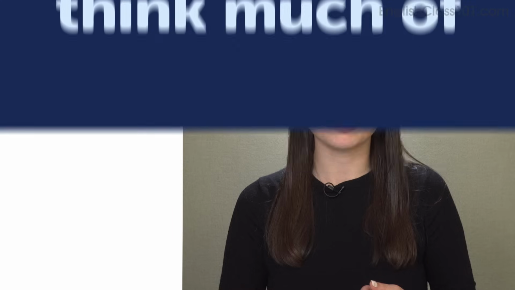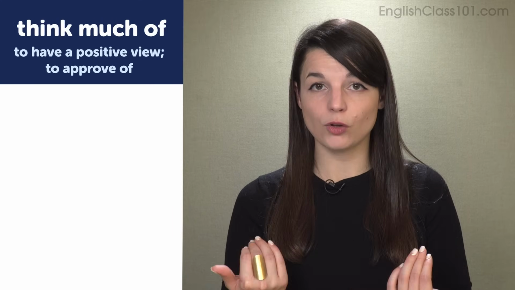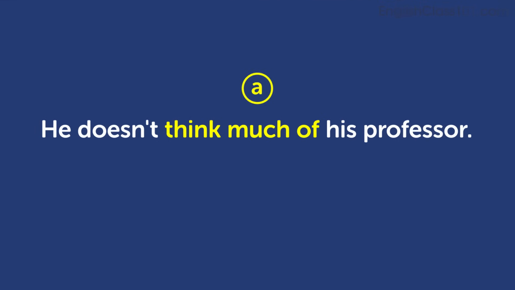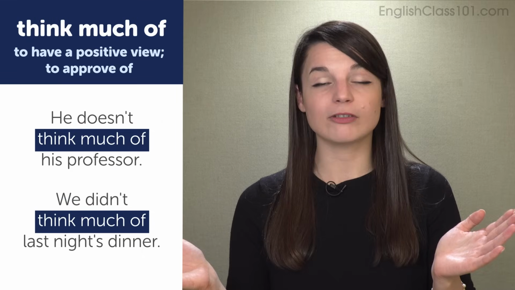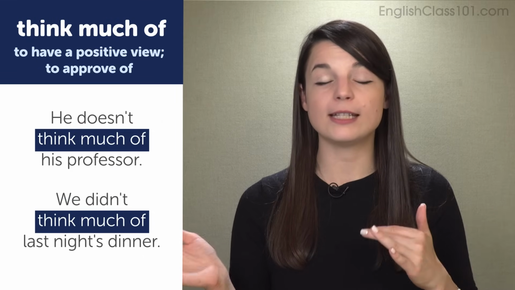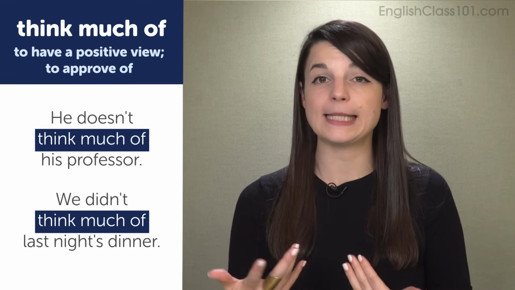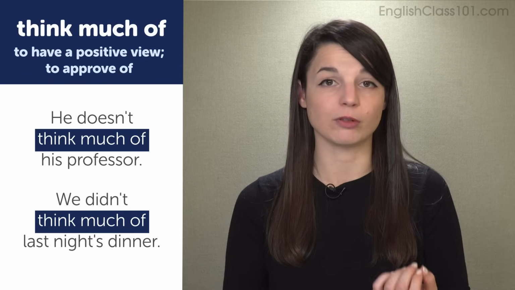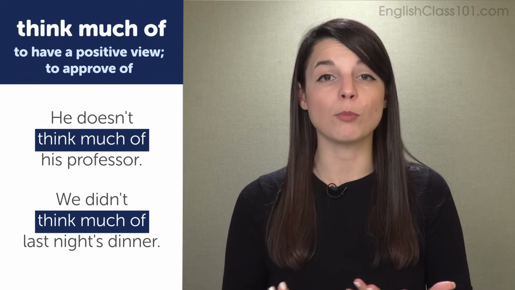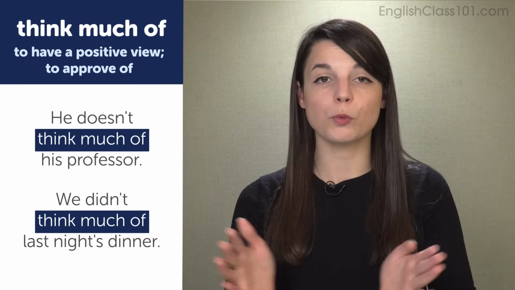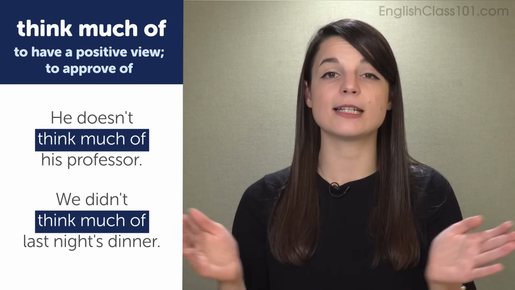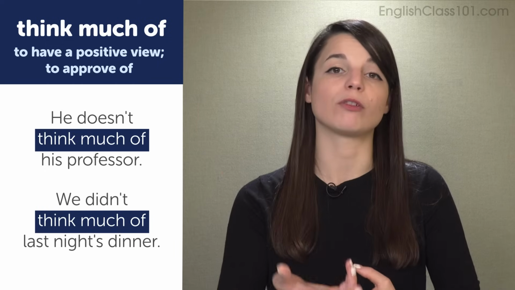Think much of. This means to have a positive view of or to approve of. Examples. He doesn't think much of his professor. We didn't think much of last night's dinner. We see in the first example sentence, he didn't think much of his professor means he didn't really approve of his professor, or he didn't have a very positive view of his professor. So a shorter way to explain that feeling is he didn't think much of his professor.